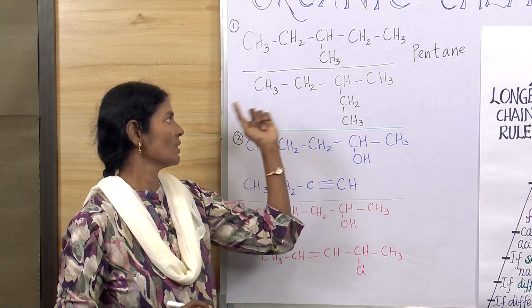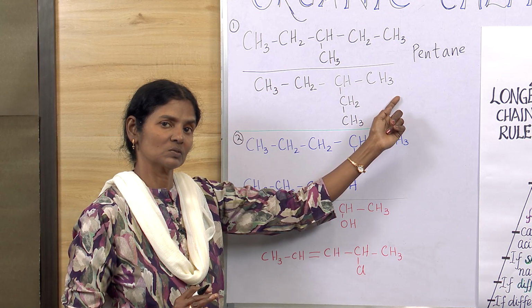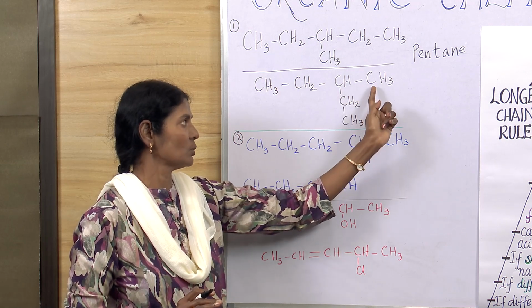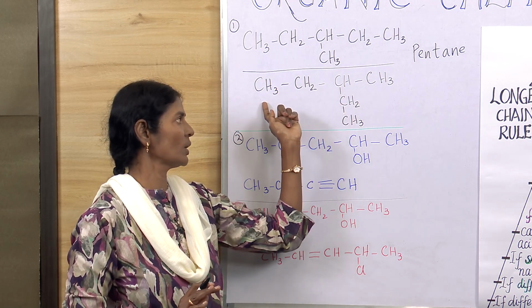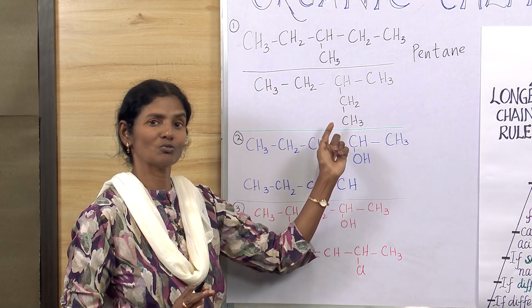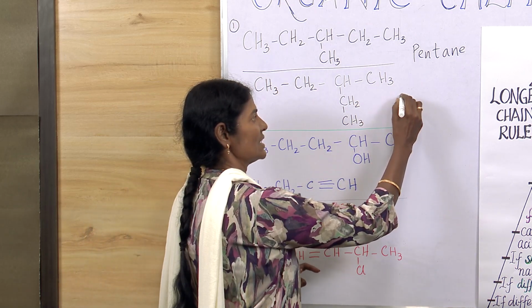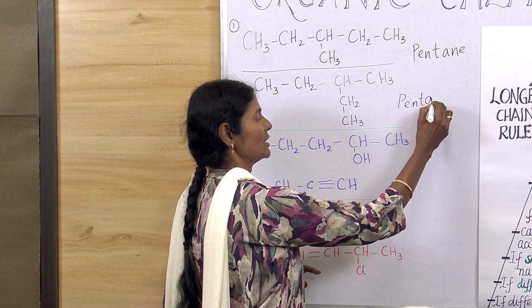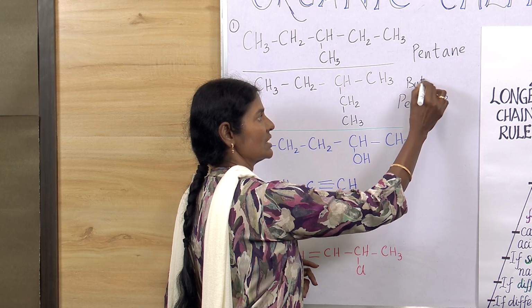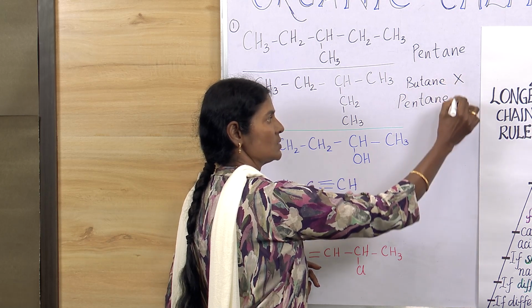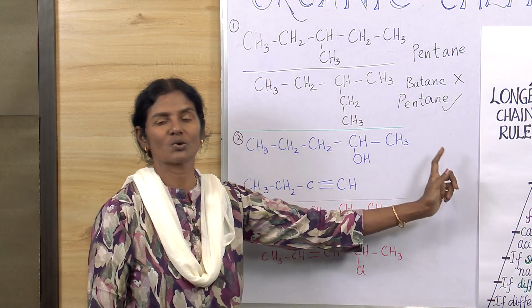Let's see this one. 1, 2, 3, 4. 4 carbon atoms. It should be butane. But there's another way. 1, 2, 3, 4. Again it's 4. Let's take this way. 1, 2, 3, 4, 5. So which is the longest chain? 5. Therefore, that chain is again pentane and not butane. We should not write it straight. This is wrong. Pentane is the correct one. This is what this longest chain rule means.